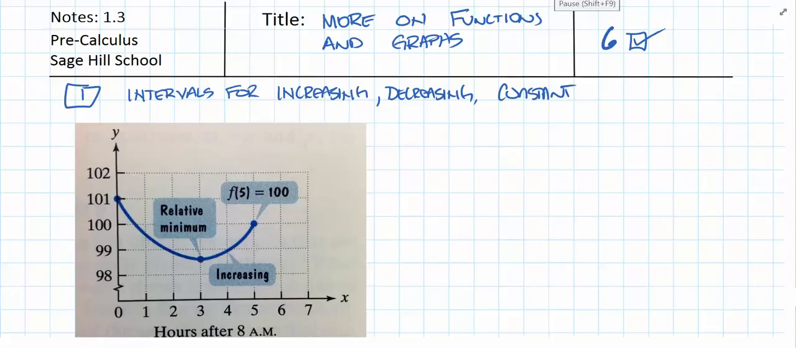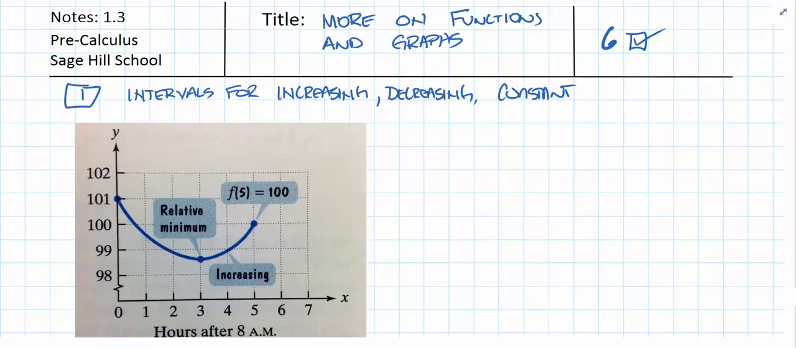Okay, so 1.3, we're going to be talking more about functions and graphs, and we're going to start off with understanding how to describe intervals for increasing, decreasing, and constant, okay?